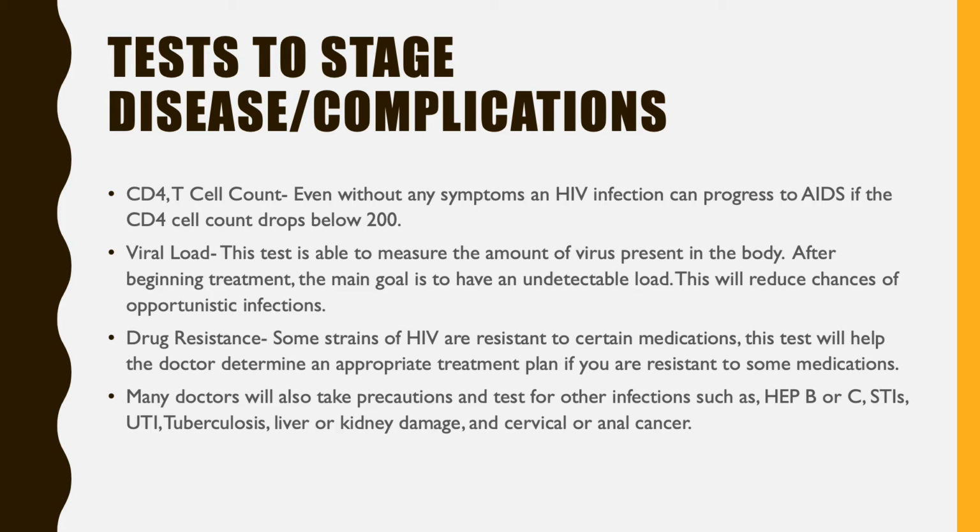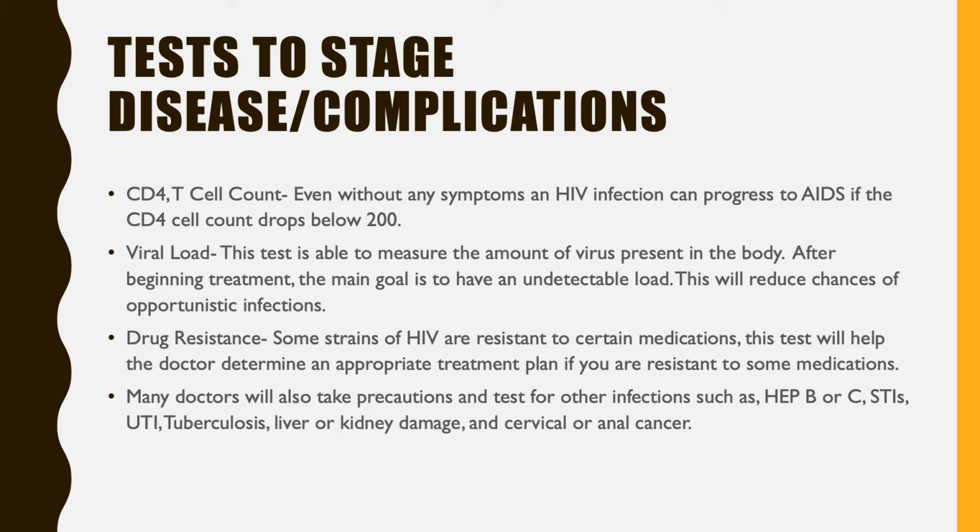If you receive a positive HIV result, doctors will look to figure out which stage of HIV you are in, and also in order to determine proper treatment. A CD4/T cell count: even without any symptoms, an HIV infection can progress to AIDS if the CD4 cell count drops below 200. The next test is a viral load test, and this test will be able to measure the amount of virus present in the body. After beginning treatment, the main goal is to have an undetectable load. This will then reduce chances of opportunistic infections.